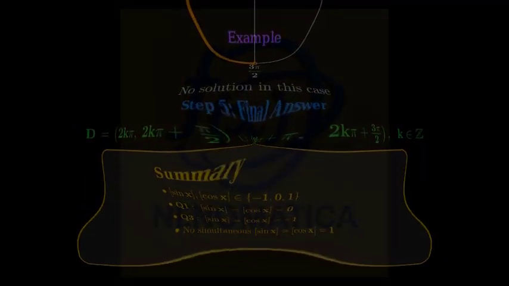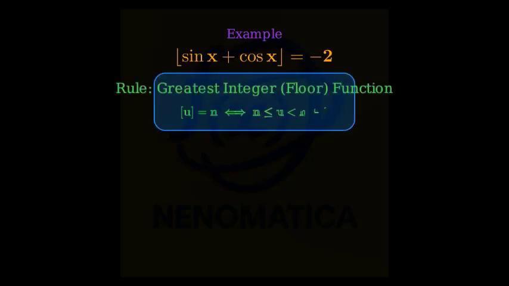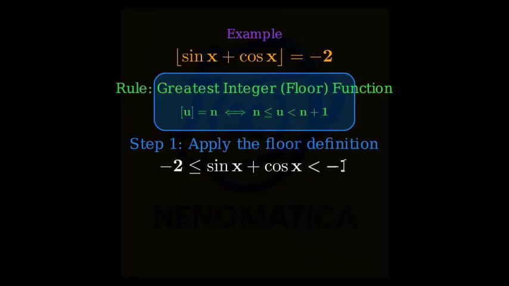We will solve the equation, floor of sine x plus cosine x equals -2. We'll proceed step by step using the floor function definition, a sine plus cosine identity, and a unit circle view to find all solutions. Step 1. The rule says, floor of u equals n if and only if n is less than or equal to u, and u is strictly less than n plus 1. Applying this to our problem, we get -2 less than or equal to sine x plus cosine x, and strictly less than -1.